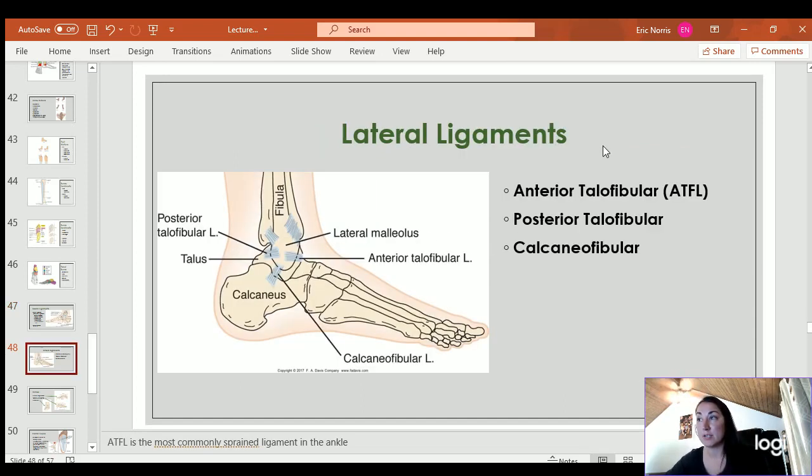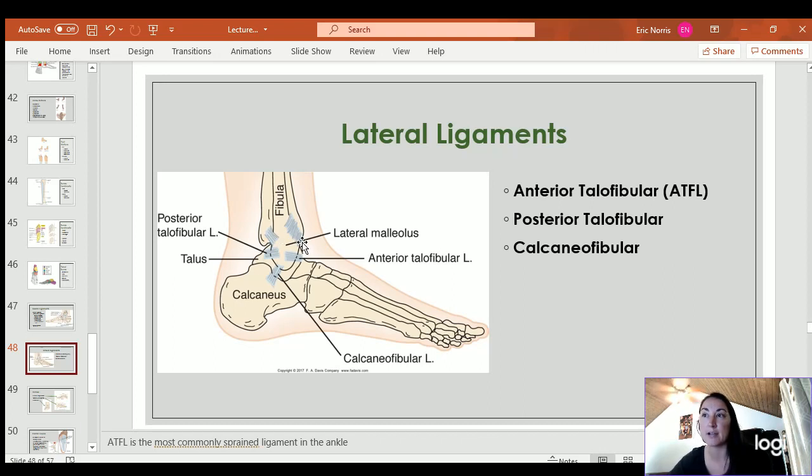The lateral ligaments: the ATFL is the one that's most commonly torn during an ankle sprain. That stands for anterior talofibular ligament, right here. Most commonly sprained ligament in the ankle. We also have the posterior talofibular ligament back here. And then we have the calcaneofibular ligament down here.